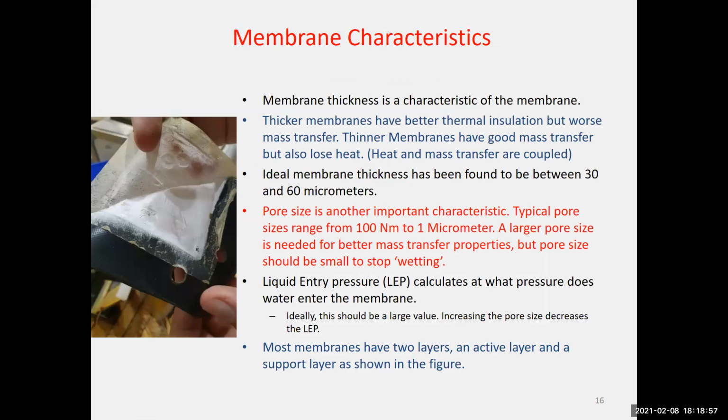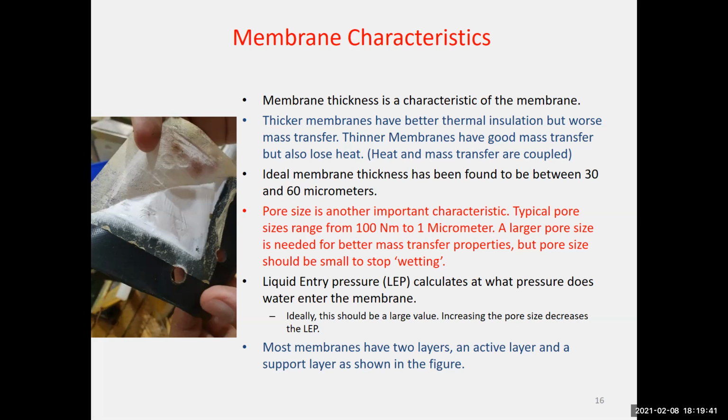What we see here is a membrane and its supporting layer. The membrane normally is too thin. It cannot withstand the pressures. So normally we bring a porous supporting layer and we stick it to the membrane so that it can resist pressure differences across the membrane, and the membrane will not be ruptured or broken. Membrane thickness is a characteristic of the membrane. Thicker membranes have thermal insulation, but they have bad mass transfer. Thinner membranes have good mass transfer characteristics, but they lose heat, which means that some sort of a trade-off has got to be used.